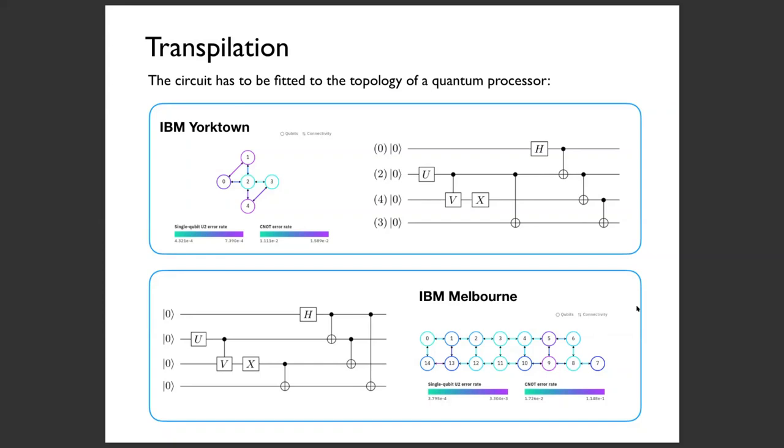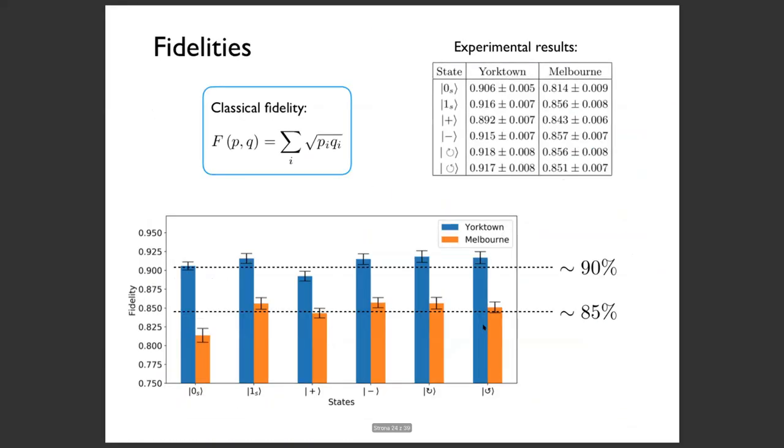And another reason is that this 5-qubit quantum computer has been improved for a longer time. So there are better, the hardware is better understood than this one. And eventually you have this difference in the fidelities, which is at the end not such a big difference, 5%.